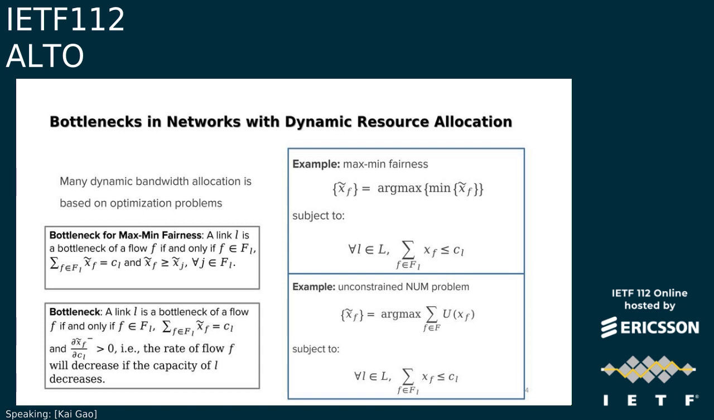And here are some definitions for the bottlenecks. Dynamic bandwidth allocation is usually based on some optimization problems. For example, for max-min fairness, the system is trying to maximize the minimal flow allocation for the traffic in the network. In a more general sense, we also have, for example, TCP congestion control, which allocates resources based on an unconstrained network utility maximization problem. For these problems, we can have formal definitions of the bottlenecks. Described in English, it can be put as: if we increase the capacity of the links, then the rate of the flows can be increased as well. So that's an informal definition of the bottlenecks. Next slide, please.